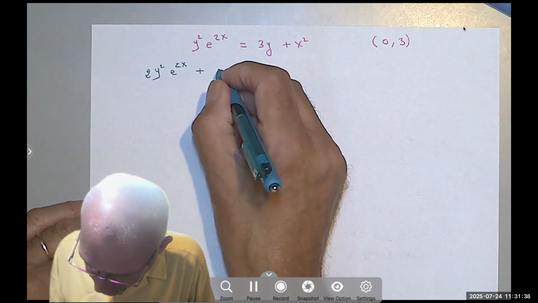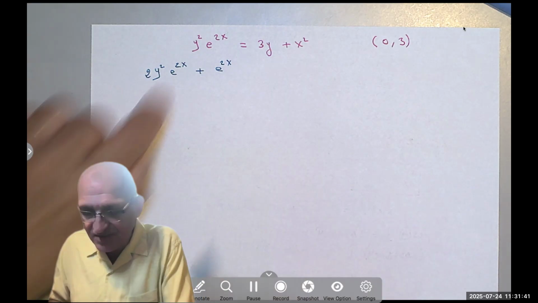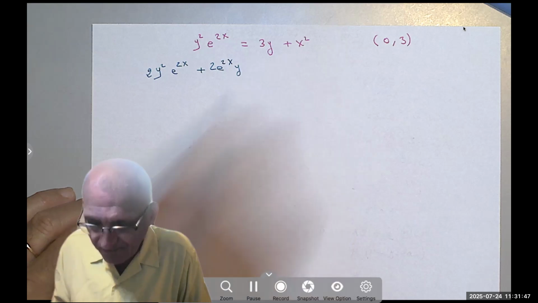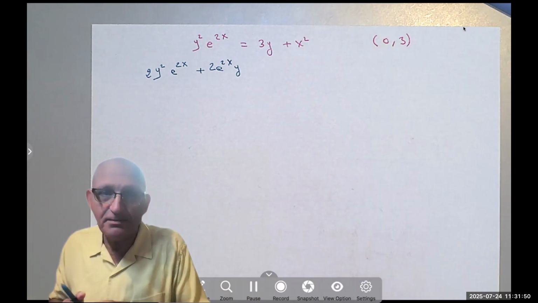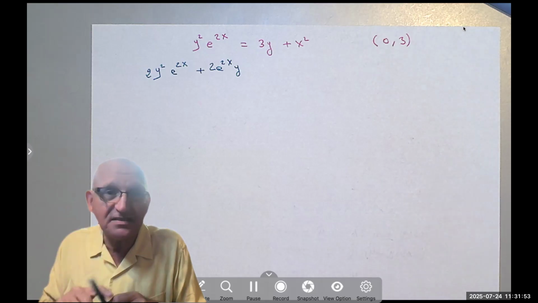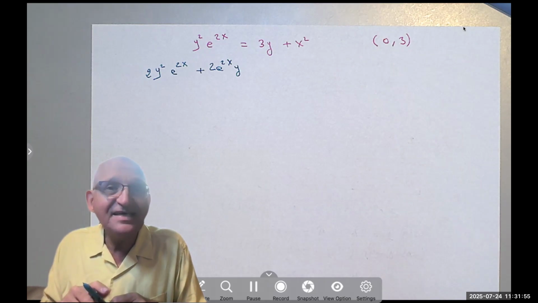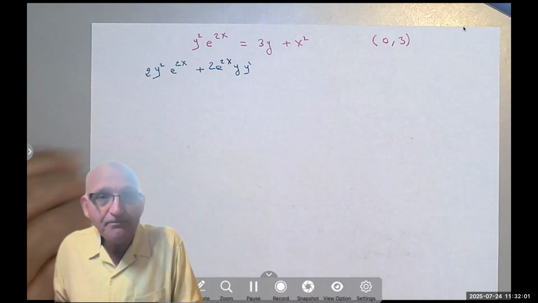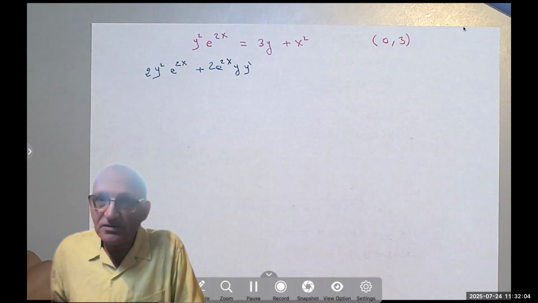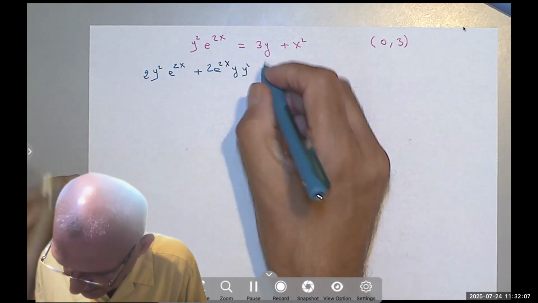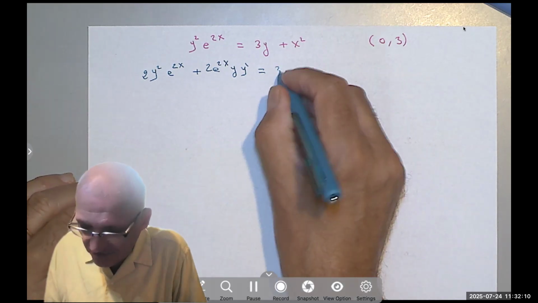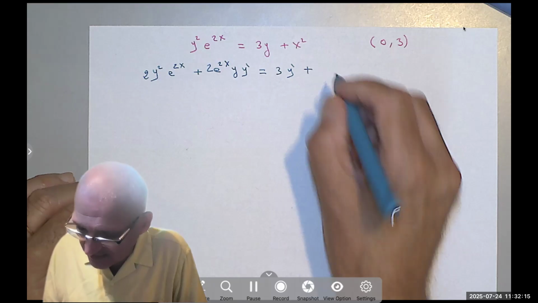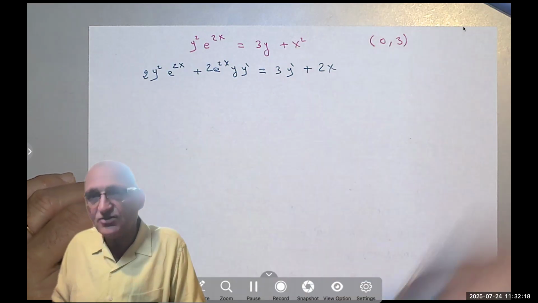Plus the second, which is e to the 2x times the derivative of y squared, which is 2y. And then you go inside the parentheses. That's where many students miss, right? And take the derivative of y with respect to x like we did before, so it's y prime. This is extremely important, so don't mess it up. Then 3 is a constant. The derivative of 3y with respect to x is 3y prime, plus x squared. The derivative of that is 2x times dx/dx, which is 1.